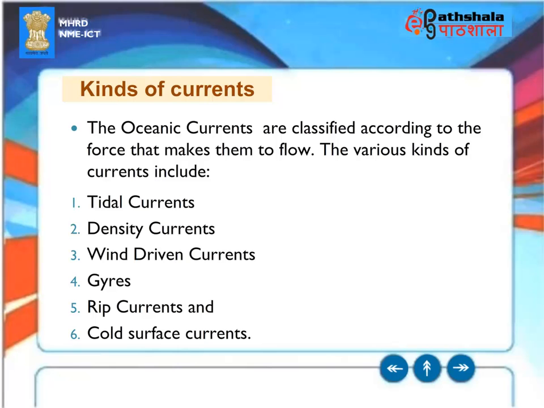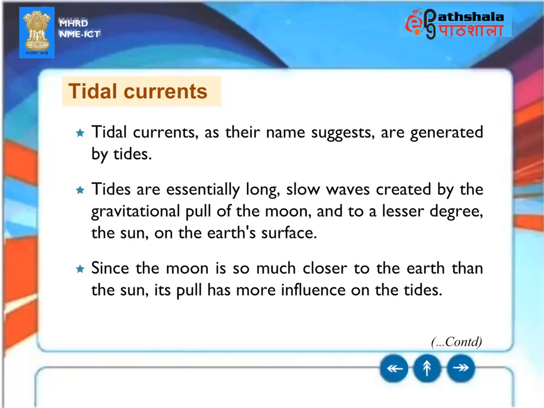Kinds of currents. The oceanic currents are classified according to the force that makes them flow. The various kinds of currents include tidal currents, density currents, wind-driven currents, gyres, rip currents, and cold surface currents. Tidal currents. Tidal currents, as their name suggests, are generated by tides. Tides are essentially long, slow waves created by the gravitational pull of the moon and to a lesser degree the sun on the Earth's surface.